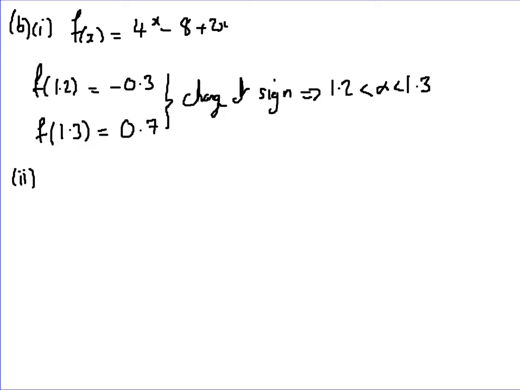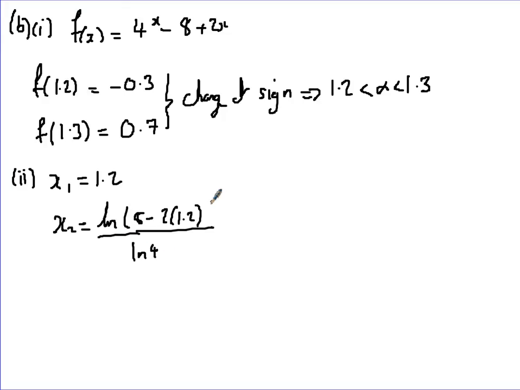So x1 then is 1.2, so x2 then is going to be ln of 8 minus 2 lots of 1.2, and then that's all divided by ln 4, which will give you, to 3 decimal places, 1.243, and then you sub in the 1.243 into this instead of the 1.2, and then that will give you 1.232 as the third value that you get out.